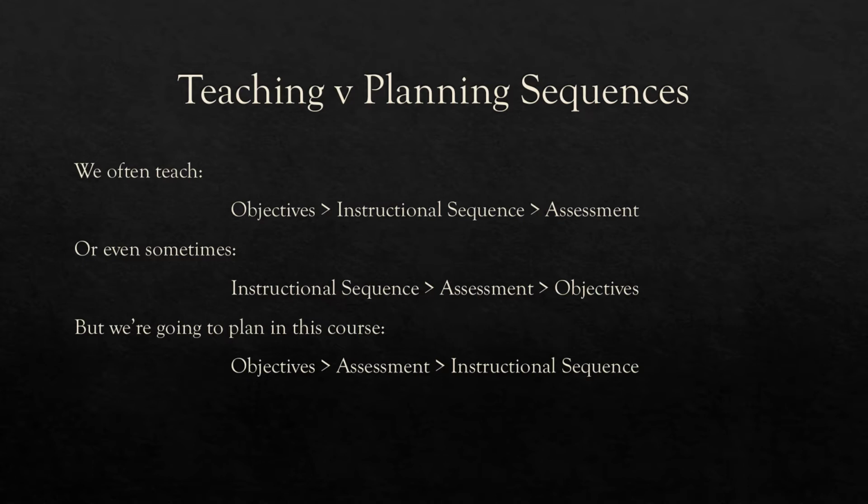Now, that said, sometimes we see lessons that are taught in a second way, where it begins with an instructional sequence, then some sort of assessment, and then some sort of objective. A lot of times you'll see this in a class where maybe you have a classroom discussion. In, say, a language arts or social studies class, you're given a primary document. You may be given a historical document, or you may be given a short story.